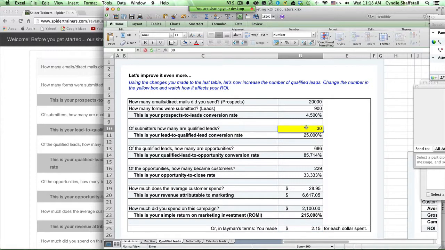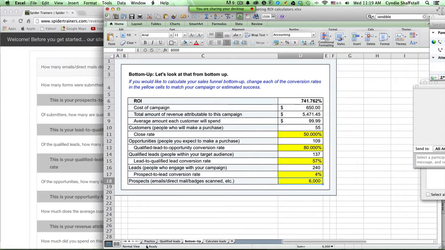So again, let's just lower that number. When it's only 300, we're making 18 cents for each dollar spent, but when it's 900, we're making $2.54 for each dollar spent. So using these different calculators, you're able to have conversations with different parts of your business about how you can positively affect your campaign. But using just the general one on the website or the practice one here in the Excel spreadsheet, you get an overall view. Bottom up is the same sort of thing.